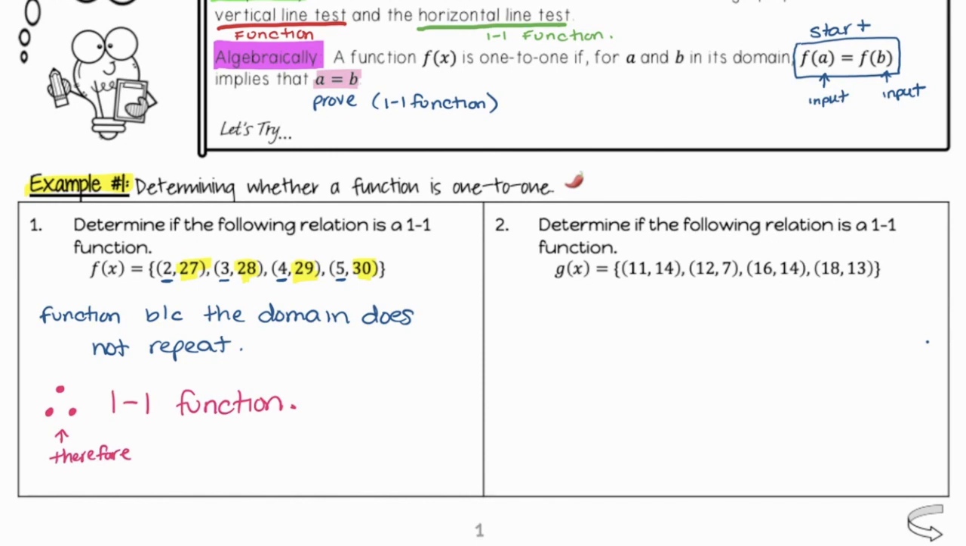Okay, let's look at number 2. Same process. First thing I want to determine is, is it a function or not? So I'm looking at the x's. So I have my g of x function. The domain does not repeat, so we have a function.